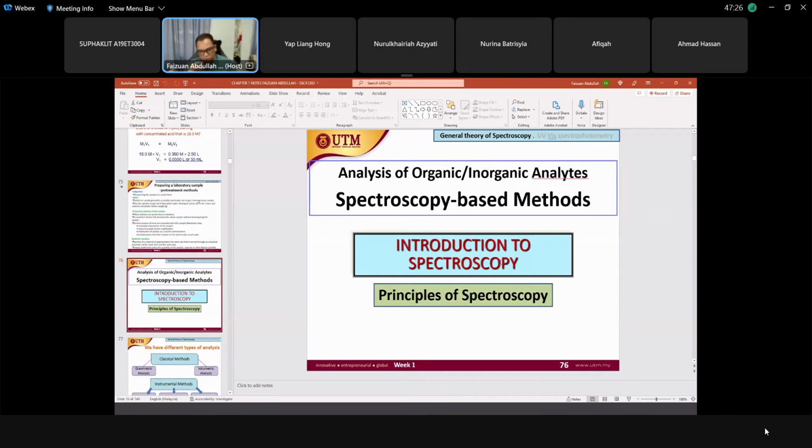The word spectroscopy, what is your idea about spectroscopy? What is the meaning behind the word spectroscopy? Spectro, what is spectro? Based on what? Any idea?